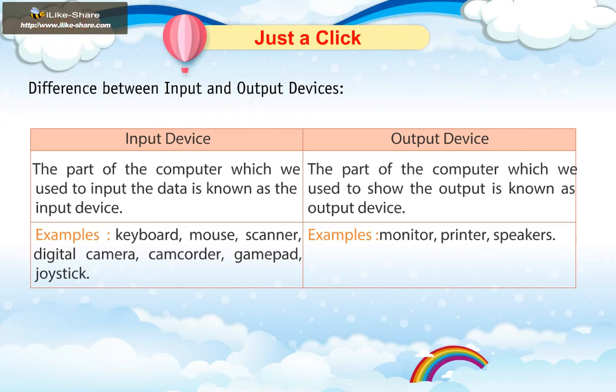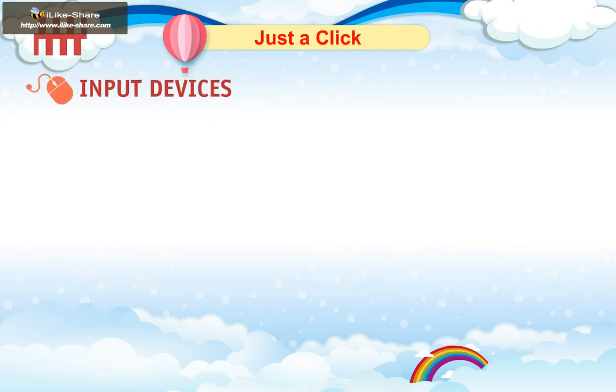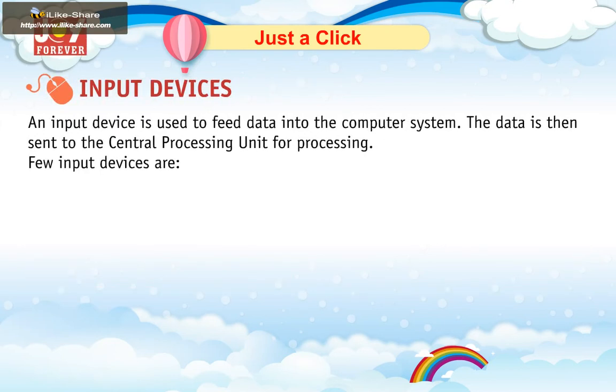Output device: the part of the computer which we use to show the output is known as the output device. Examples: monitor, printer, speakers. Input devices: an input device is used to feed data into the computer system. The data is then sent to the Central Processing Unit for processing.